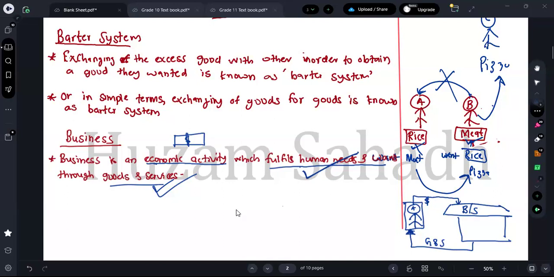Are you all okay with the definition of business?